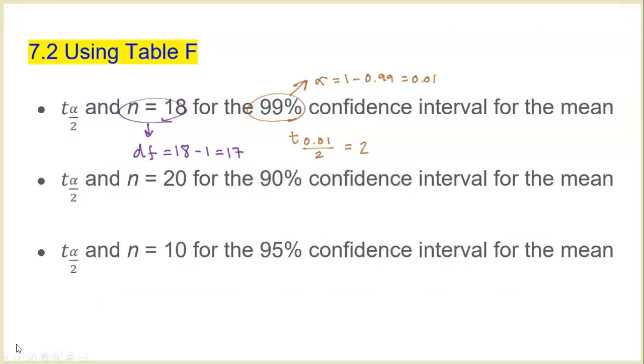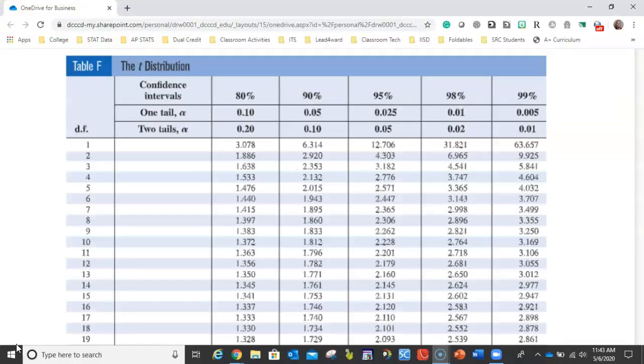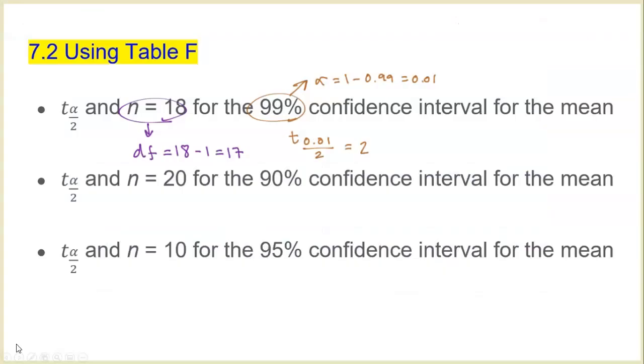So degree of freedom 17. And then we need to find our confidence interval of 99%. So degree of freedom 17, 99%. That means my critical value is 2.898 for this particular example. So that would be my critical value, and when I construct the confidence interval, I would use this value.